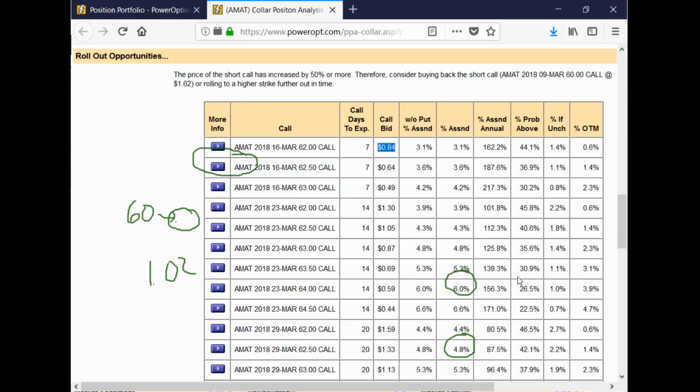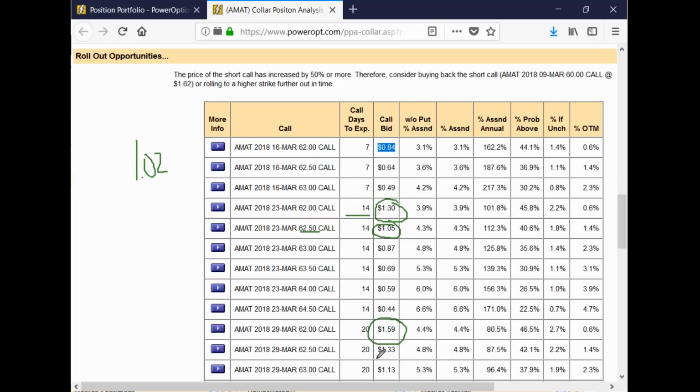So if you feel that you need to roll for a credit, to answer your question, how far out should you roll? You're looking at the opportunities that are offering at least a 102 credit or 102 option bid. So we've got the 23rd March 62, which is 14 days out. The 62.5 might get a better percent if assigned, but you're not getting a lot of premium. The 62 20 days out to March 29th at $1.59. And then, of course, the 62.50 at 133. But really, you're probably staying under 30 days out in this case.